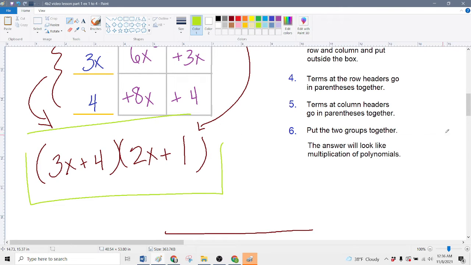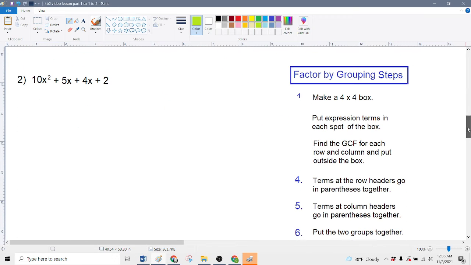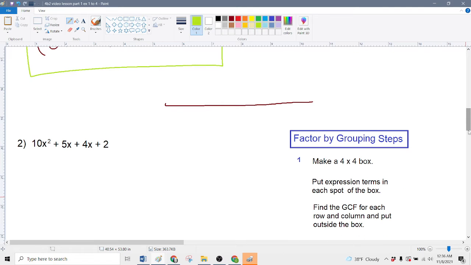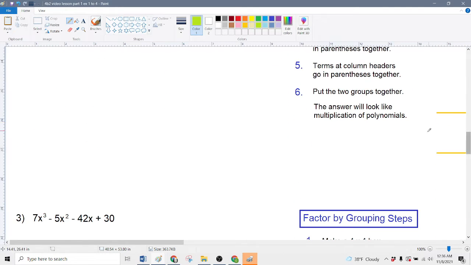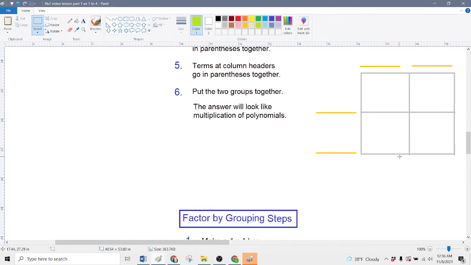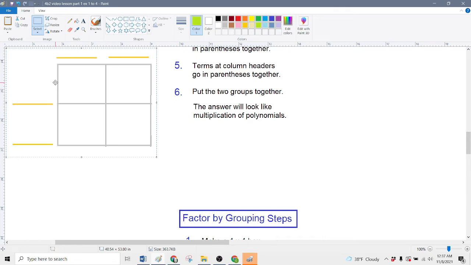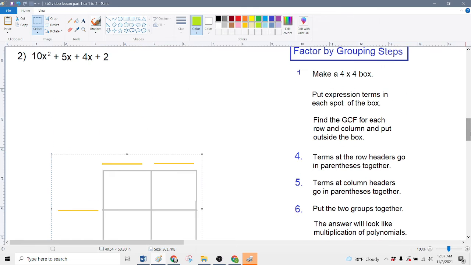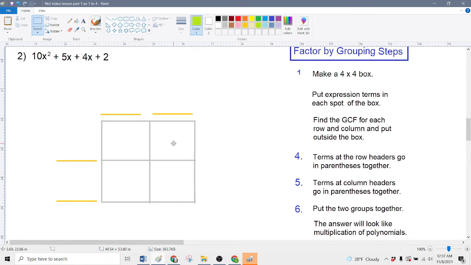All right, let's try that again with example number 2. So once again, we're going to use our little box that I made here for us. And guys, just get used to making these 4x4 boxes when you're factoring. We're going to use those a lot, okay? They don't have to be perfect, but we do want to make them a 4x4 box.